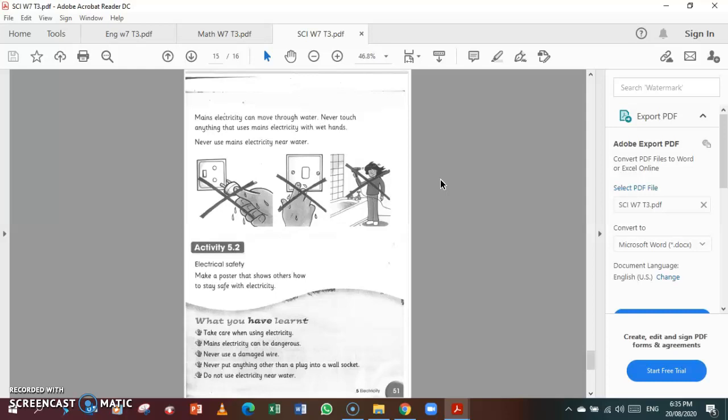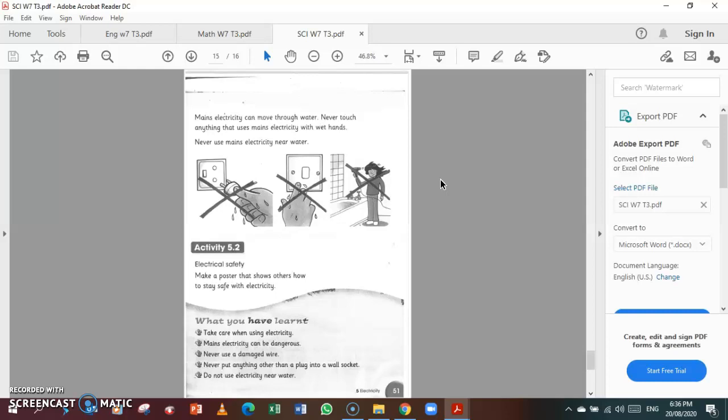So we never use a damaged wire, okay? And we never put anything other than a plug into a wall socket. So it is very important here once that you do remember not to use electricity near water because electricity can move through water. So it's very important that you never touch anything that uses mains electricity with wet hands.